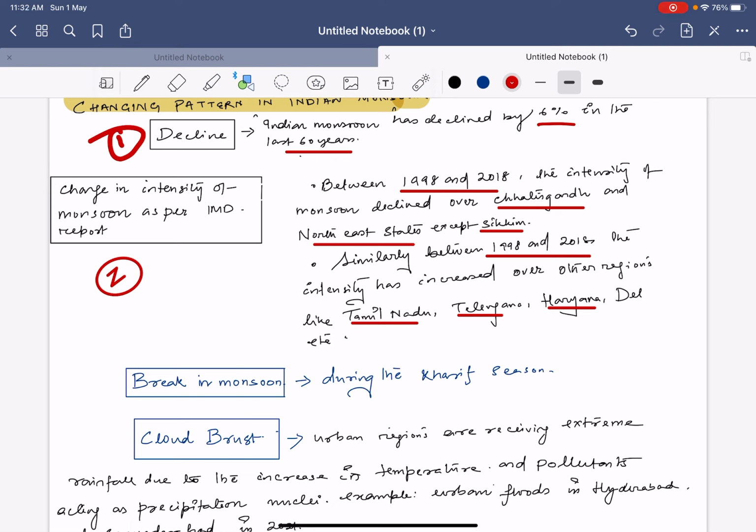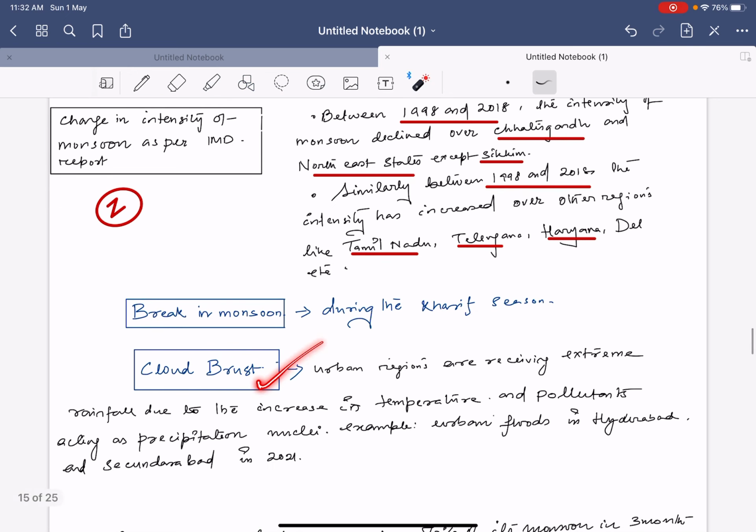It means the rainfall stops, and as a result the crops are damaged. Next, what we are facing is the cloud burst. Now, what is cloud burst? Cloud burst basically means that in a particular area the rainfall is so heavy that it gets inundated, or that all of a sudden a flash flood occurs in that particular area.